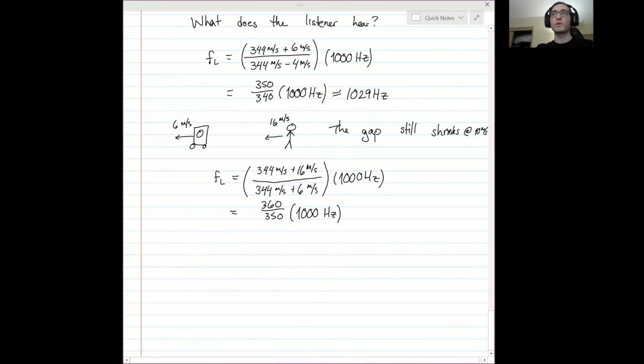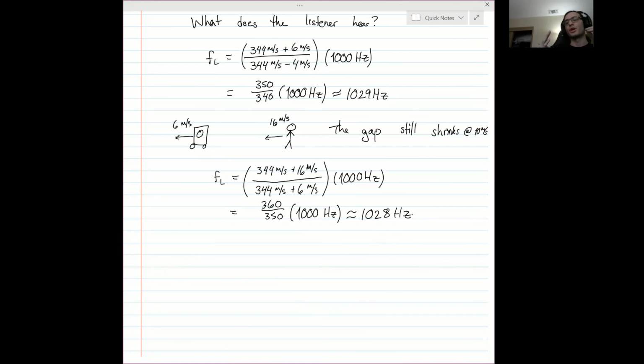So we can do this math again. 360 over 350. So this is approximately 1,028 hertz. So even though the gap is shrinking at the same rate, the frequency that the listener hears is different because the cause of that gap shrinking is different. It's a strange, well, I guess it's not that strange because it depends on the motion of the air as well.